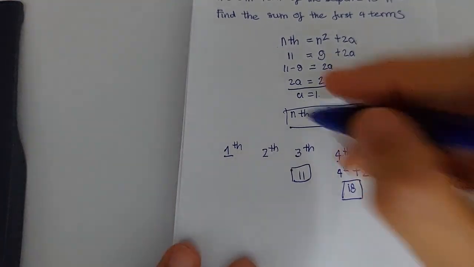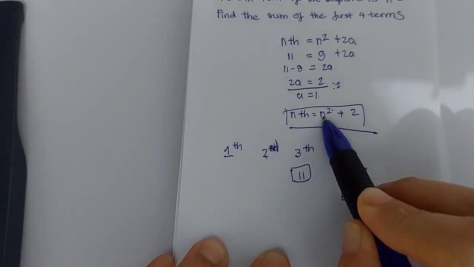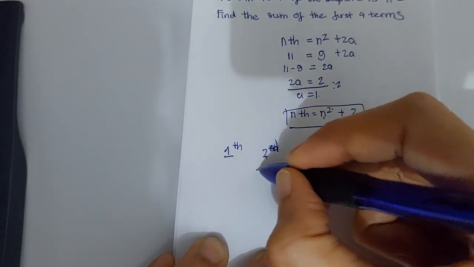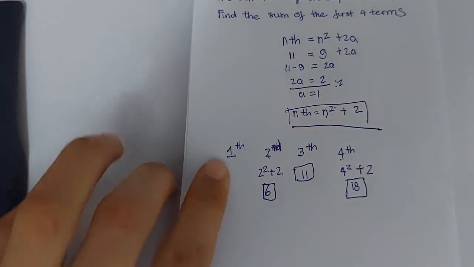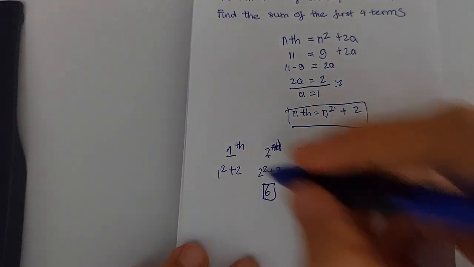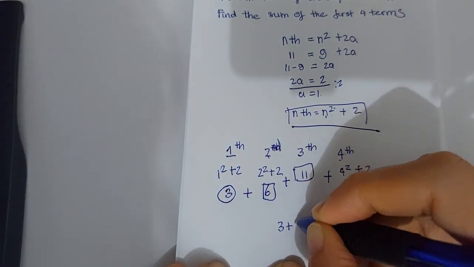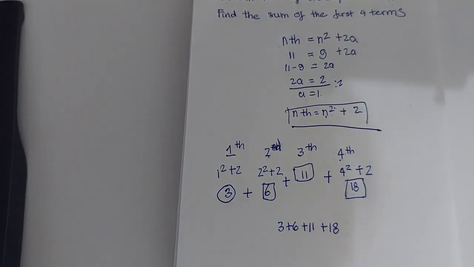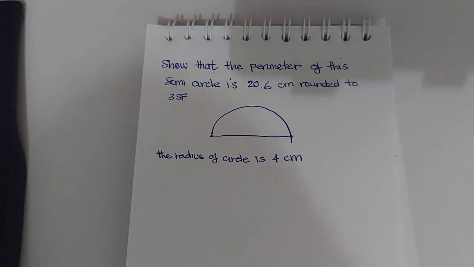The second term: place the position of the value, 2, into the n in the nth term, right? So 2 squared plus 2. 2 squared is 4, 4 plus 2 is 6. Now we replace the 1 as a position in the formula. So 1 squared plus 2, which is 1 plus 2, is 3. And then after that, what should you do? You add them up. So 3 plus 6 plus 11 plus 18. 3 plus 6 is 9, 9 plus 11 is 20, right? 20 plus 18 will be 38. There you are. Bye-bye. The next one, okay?